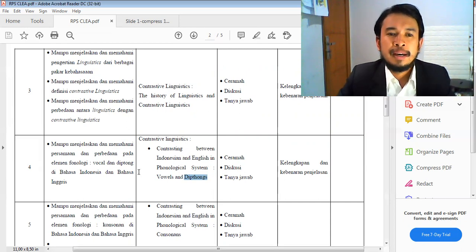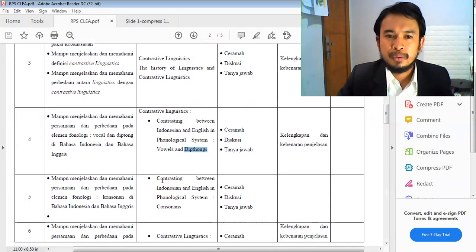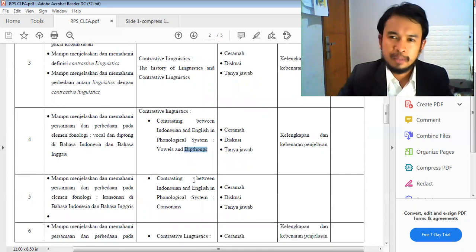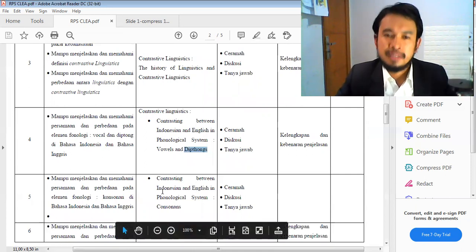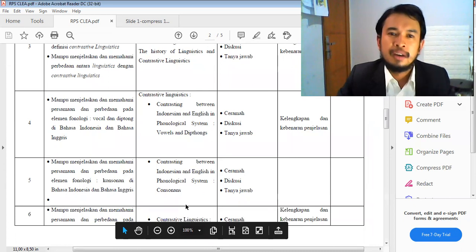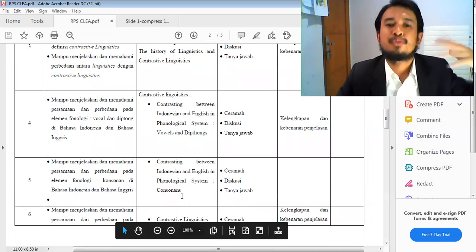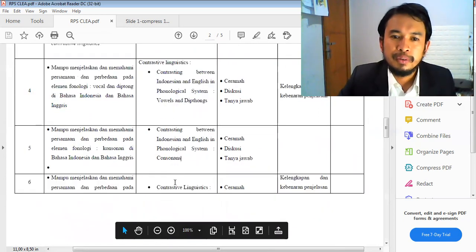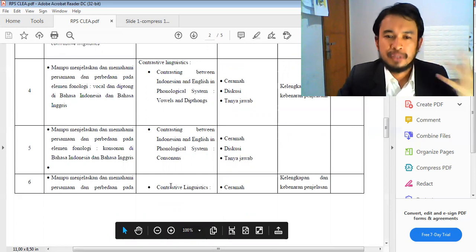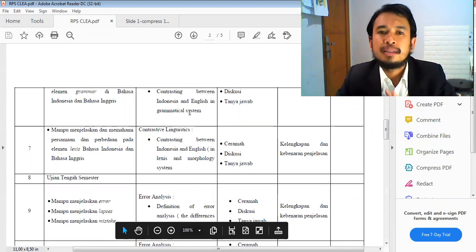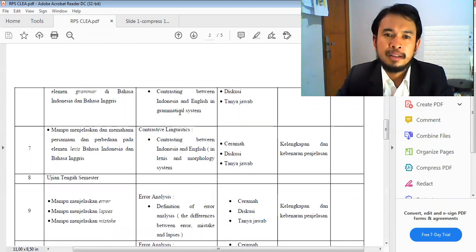Okay. And for the following section, we are going to contrast one language with other languages, such as Indonesian and English, in phonological systems, for instance the consonants. After we know about vowels and diphthongs, we talk about the consonants. For the following one, we focus on contrasting linguistics between Indonesian and English in the grammatical system. Okay, grammatical system.